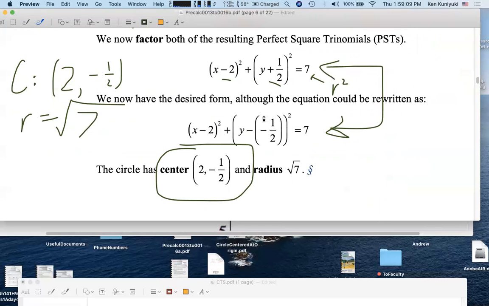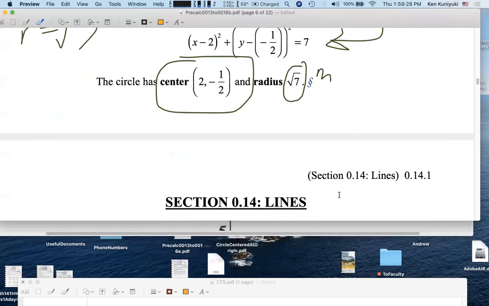The center is at 2, negative 1/2. You need sign flips from the equation. The radius is the square root of 7, not just 7. It's 2 point blah, blah, blah. Irrational. That's okay. Meters, if you wish. Okay, we've done circles. Next, let's do lines. Next time.